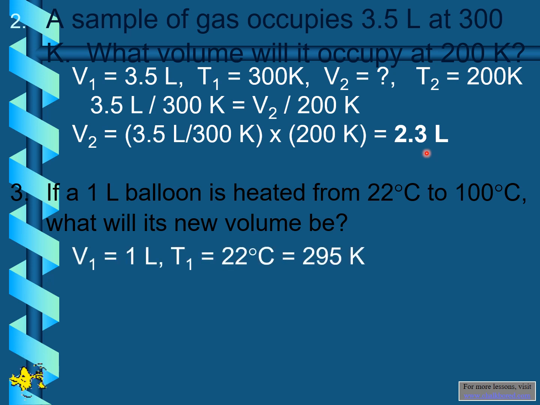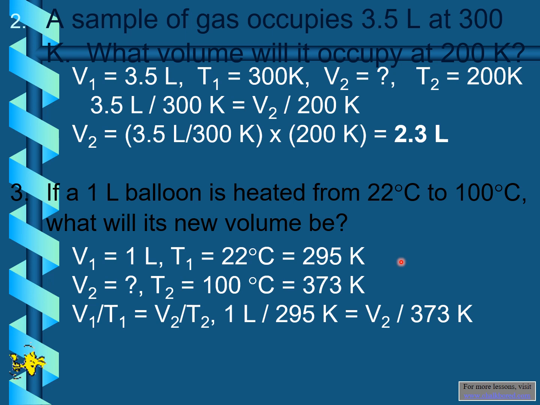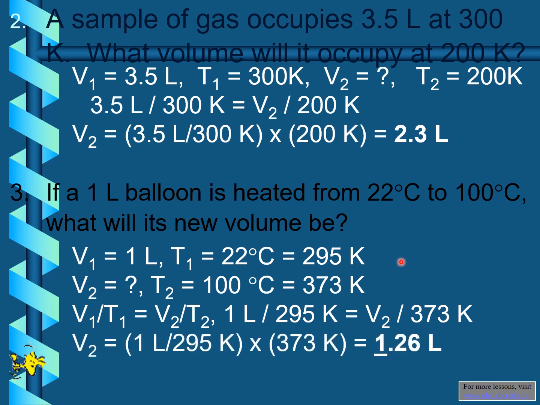For the next problem, we are given V1 equal to 1 liter and a temperature of 22 degrees Celsius. The 22 degrees Celsius was converted to Kelvin, that is 295. V2 is unknown, T2 is equal to 373. By using the equation of Charles law, it would give us a volume 2 equal to 1.26 liters.